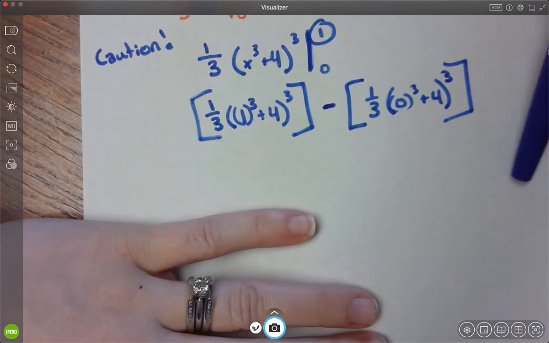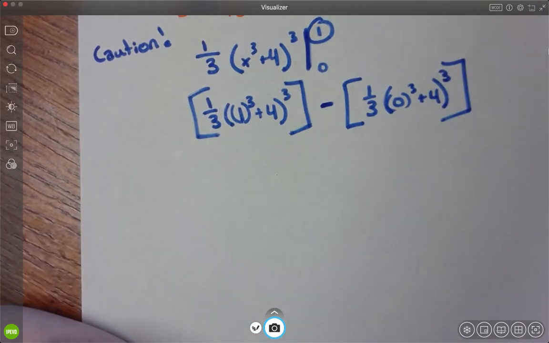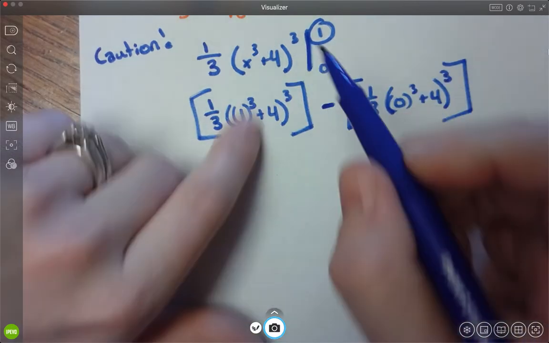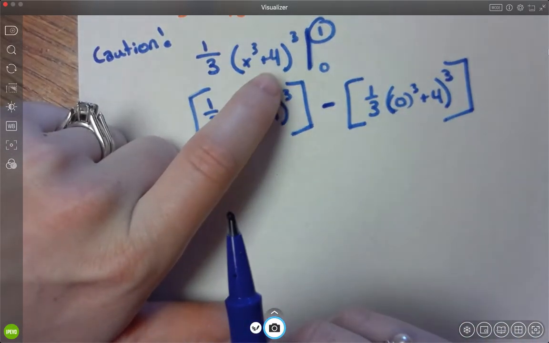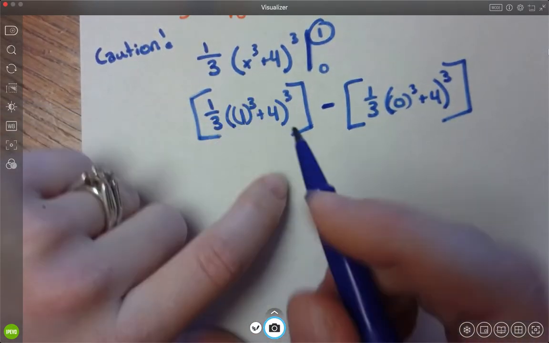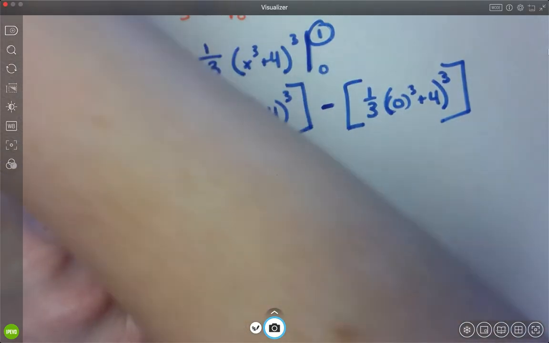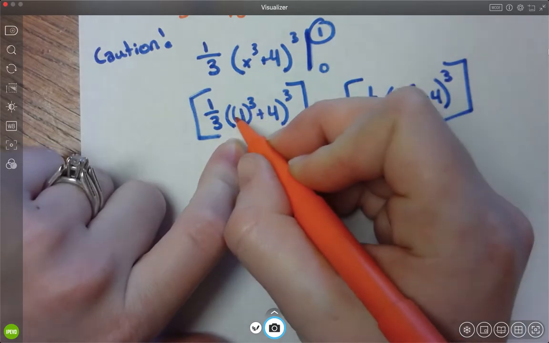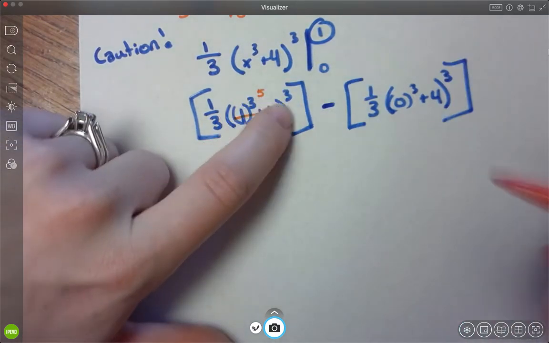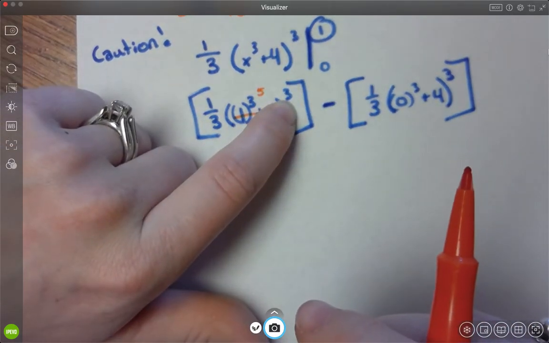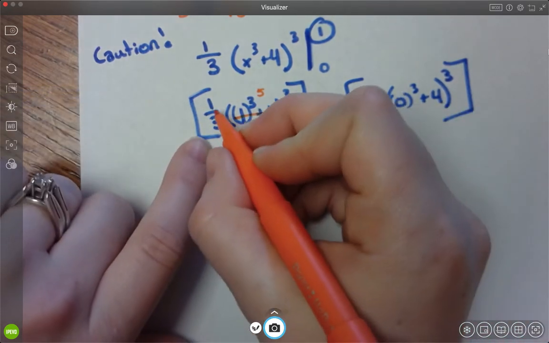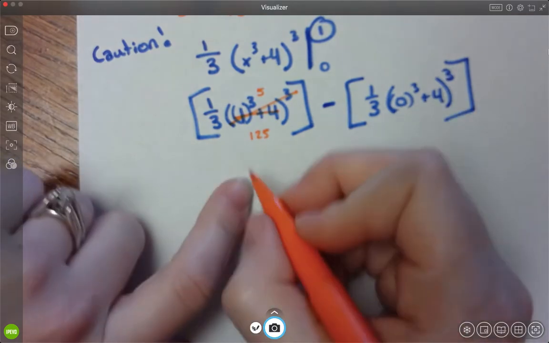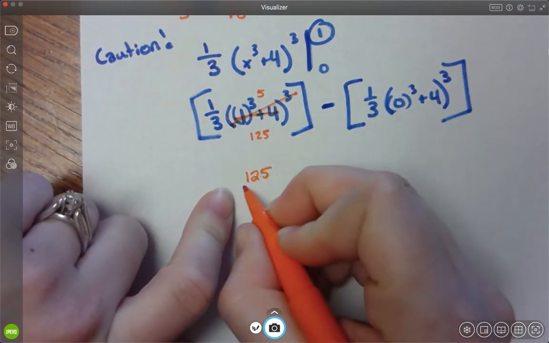We're still trying to find this value when you plug those two numbers in, but you need to switch that u out for x cubed plus 4 before you can do any of this. Let's simplify. 1 cubed is 1, plus 4, that's 5. Oh my gosh, 5 to the third power is 125. So I have 1/3 times 125, which is just going to be 125 over 3.